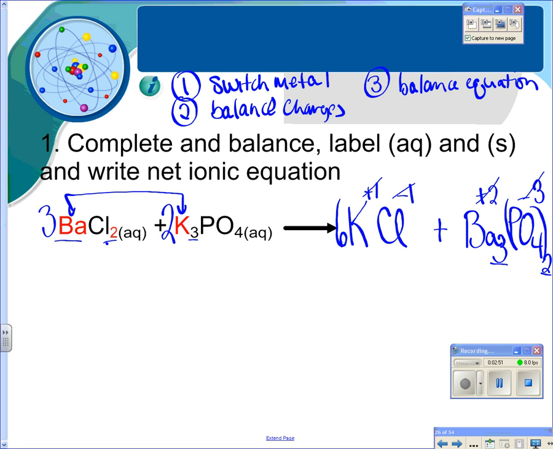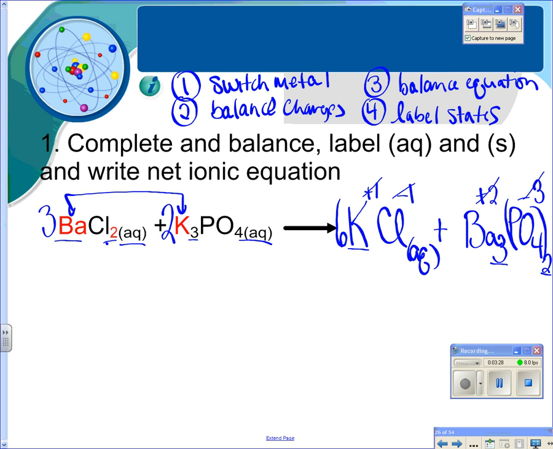So now step 4 is I need to label states of matter. To do that, I know that what I have to start with are both solutions, AQs. And normally on the other side, I'm going to end up with either solutions or I'm going to have a precipitate, which is a solid. Well, I have to refer to my solubility rules. And what we know about our solubility rules, if you look on your solubility rule chart, is that every time you start with a group 1, so I look at potassium, he's in group 1, those will always dissolve in water. So I'm going to put an AQ.